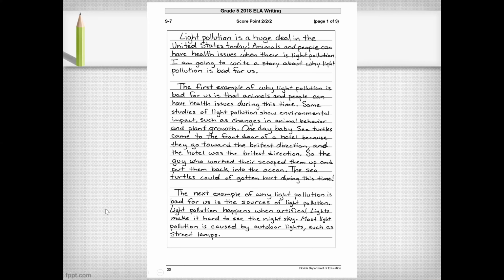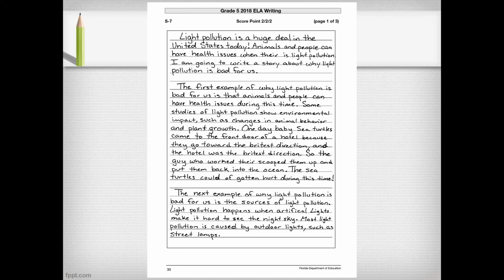Light pollution is a huge deal in the United States today. Animals and people can have health issues when there is light pollution. I'm going to write a story about why light pollution is bad for us. The first example of why light pollution is bad for us is that animals and people can have health issues during this time. Some studies of light pollution show environmental impact, such as changes in animal behavior and plant growth. One day, baby sea turtles came to the front door of a hotel because they go toward the brightest direction, and the hotel was the brightest direction. So the guy who worked there scooped them up and put them back into the ocean. The sea turtles could have gotten hurt during this time.